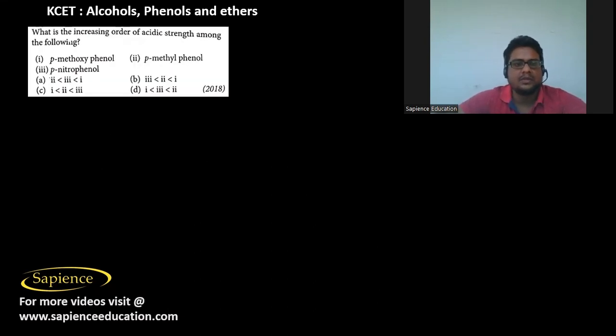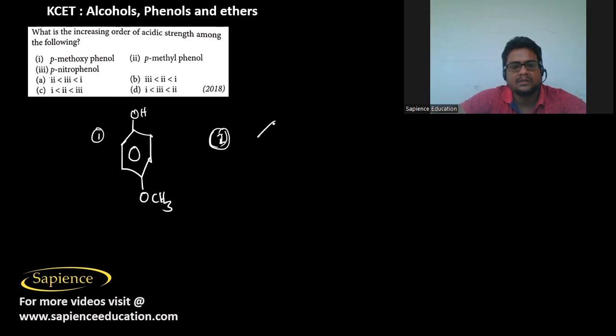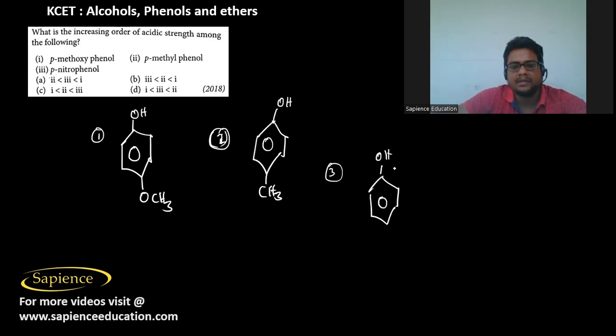Then it is told, what is the increasing order of the acidic strength among the following. So the first one is paramethoxyphenol. The second one is paramethylphenol. The third one is paranitrophenol.